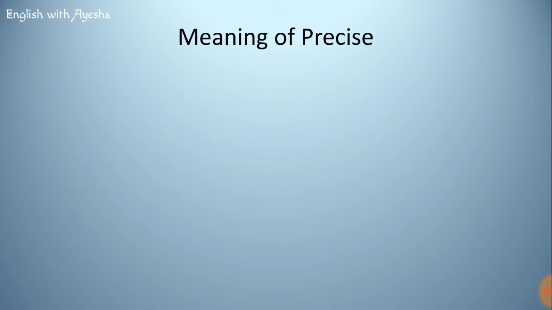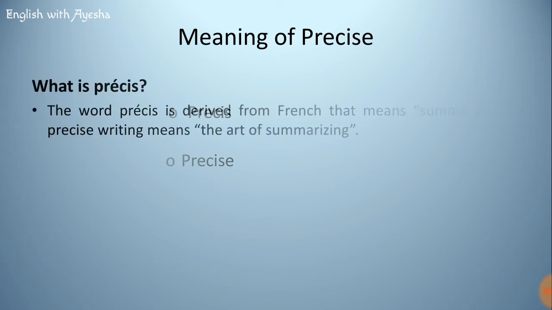The first one is meaning of precis. First of all, I will tell you the pronunciation of this word precis. It can be pronounced as precis or precise. When we pronounce it as precis, it's spelled as precis. And when we pronounce it as precise, it's spelled as precise. So both pronunciations are correct, precis or precise.